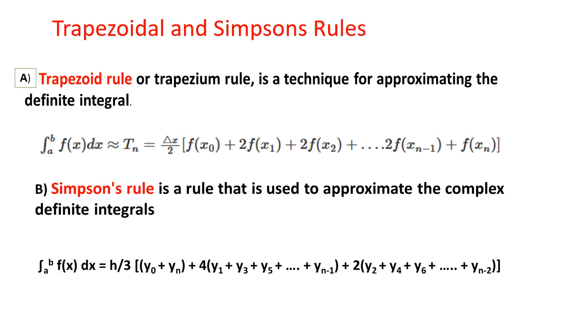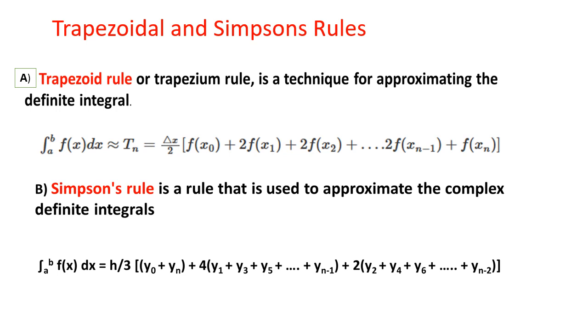Trapezoidal and Simpson's rules. The trapezoidal rule, or trapezium rule, is a technique for approximating the definite integral. So we have the integral from a to b of f(x) dx using the trapezoidal rule equal to delta x over 2 times the quantity f(x0) plus 2f(x1) plus 2f(x2), then plus so forth until f(xn).